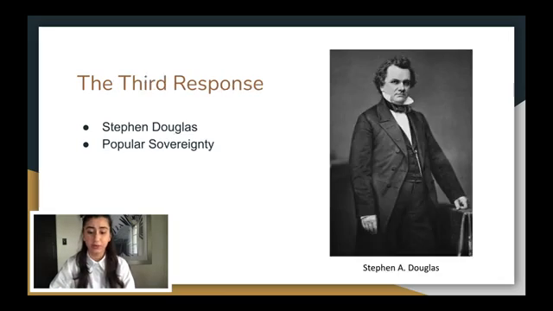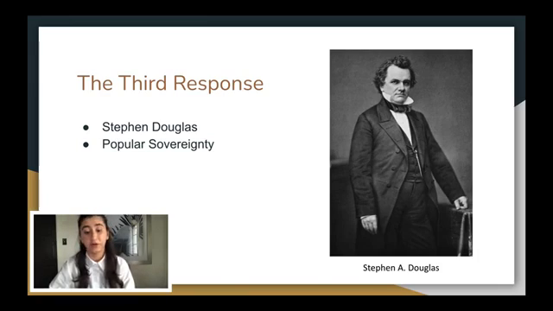The third solution presented was squatter sovereignty, which was the idea of allowing the newcomers in a territory to decide the status of slavery. Stephen Douglas extended the idea of squatter sovereignty, naming it popular sovereignty and connecting it to the Republican ideology, which would place the power of choice in the hands of voters.